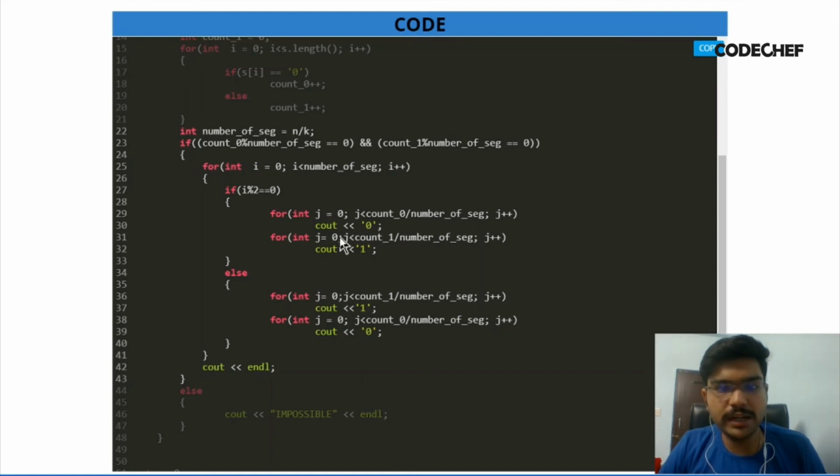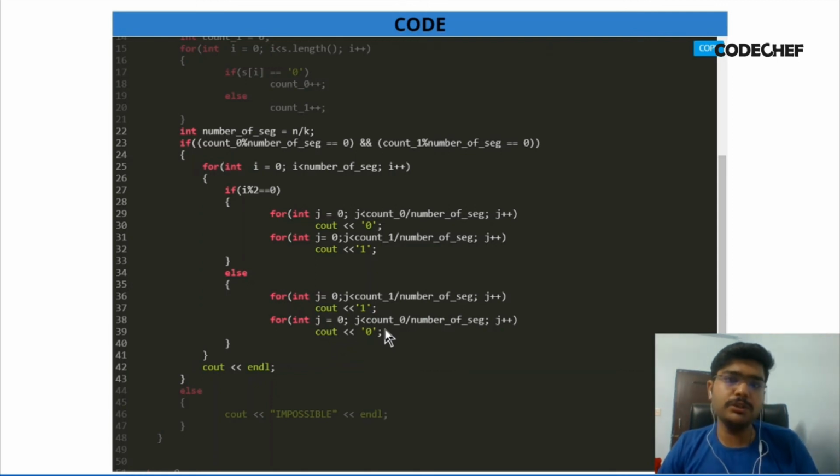And afterward, I will check how many ones I need to print in this segment, and then I will print those ones. So first I will print 0, then I will print 1. And for all the odd segments, I will use the same logic of printing ones and zeros, but first I will print 1 and then I will print 0.